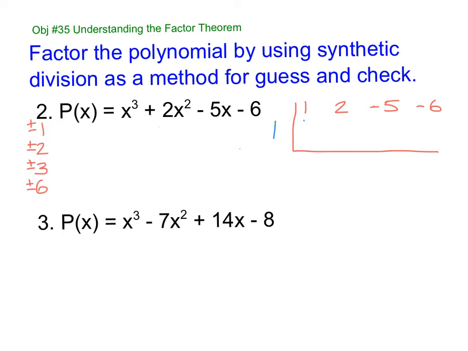So I'm going to put a 1 outside. So 1 times 1 is 1. 3, -2. Okay, so this is not going to work because I have a remainder, right? The whole goal with this is to find something that goes in nicely. So now I'm going to erase.